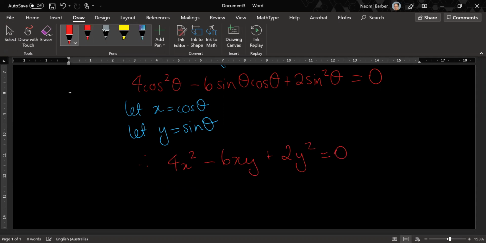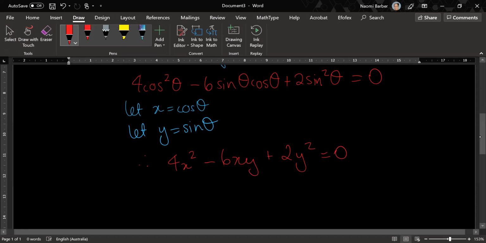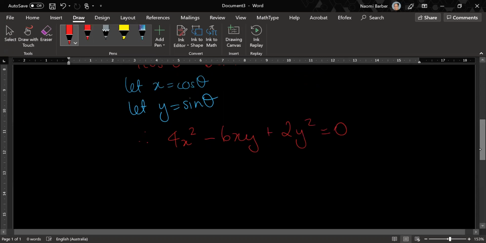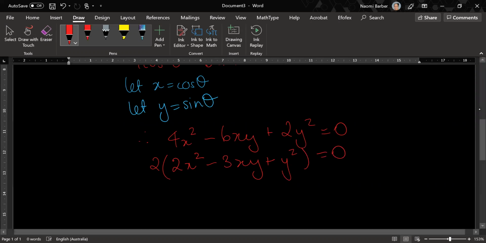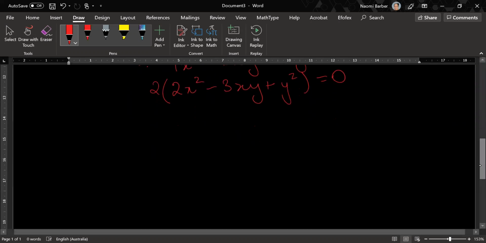Okay, so then I could also actually, to be honest, let us factorize out the 2, because then I don't have to think of as many numbers when I'm factorizing the quadratic in both x and y. So let us take out 2. So we get 2 outside of 2x squared minus 3xy plus y squared equals 0. Still fun. Then I have to think of how I'm going to factorize out this monstrosity.